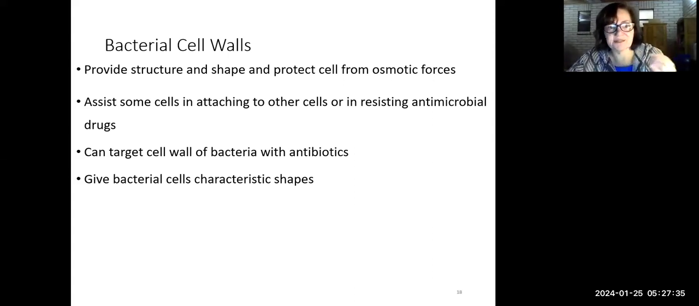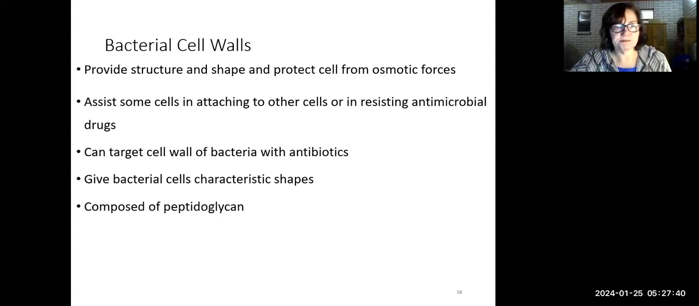The cell wall itself is what gives the bacteria the characteristic shapes that they have. They're made of something called peptidoglycan. Remember peptide bonds? Those are the bonds between amino acids. This is why when you connect one amino acid to another, it's called a peptide bond. When you have multiple amino acids, we call it a polypeptide.